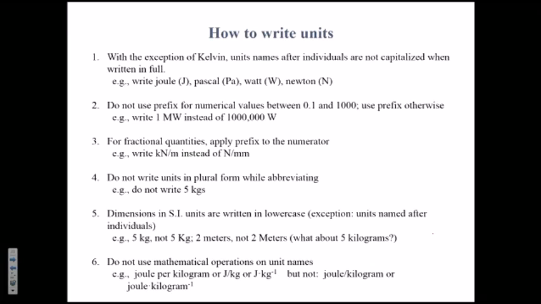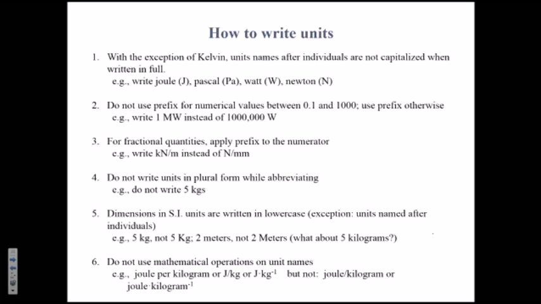Don't write units in plural form while abbreviating. So when you're abbreviating, if you want to write 5 kilograms, don't write 5 kgs. Why? Because if you put s over there, people might think you're writing kilogram second. S might be construed as the short form for second. Dimensions in SI units are written in lowercase, exception units named after individuals, which we have seen in point number 1. So when you write kilogram, you write 5 kg, where everything is lowercase, not capital K and small g, right? 2 m, not 2 uppercase M.